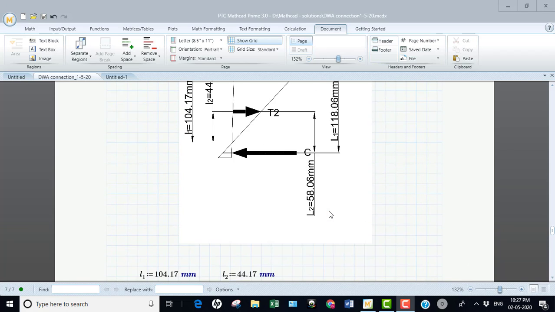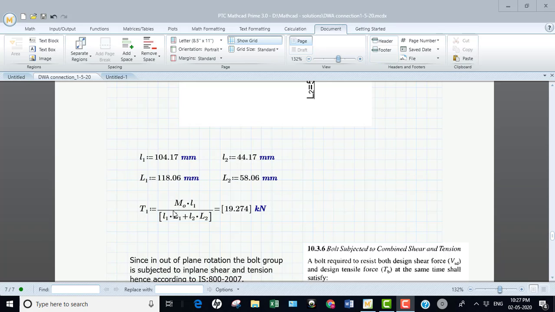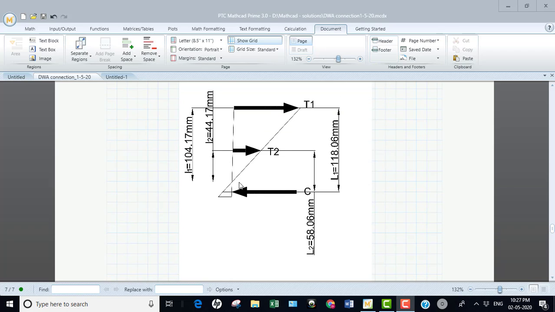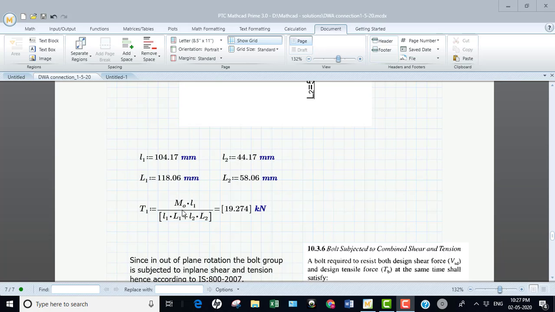We know this equation. I am interested in getting the maximum or critical bolt tension. Here my critical bolt is the first bolt. I want to know this T1, where T1 is the moment causing out of plane rotation times small L1, which is the distance from the CG, and capital L is the distance from the CG of the compression to the CG of the respective tension of the bolt. I calculate the sum of these values and use the denominator, from which I got the expression. To know more about this expression, please refer to the last semester course.